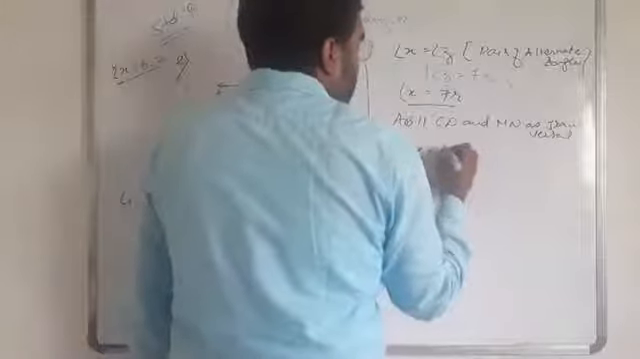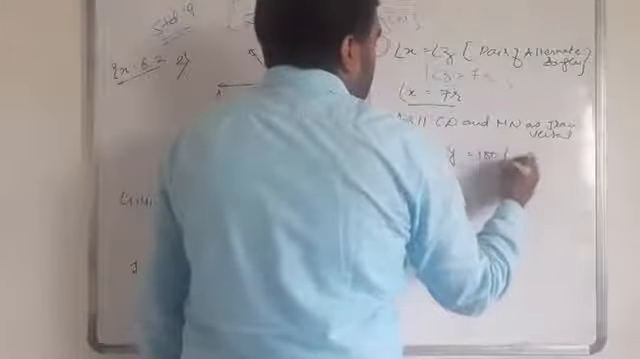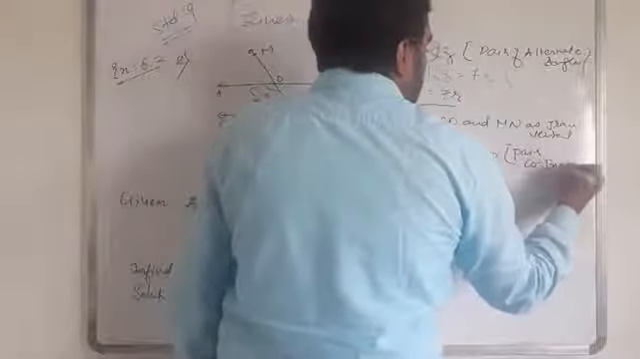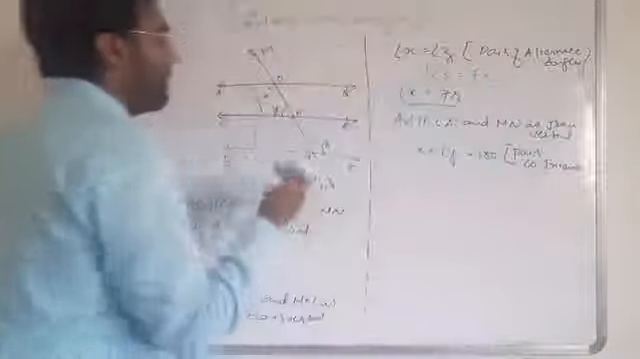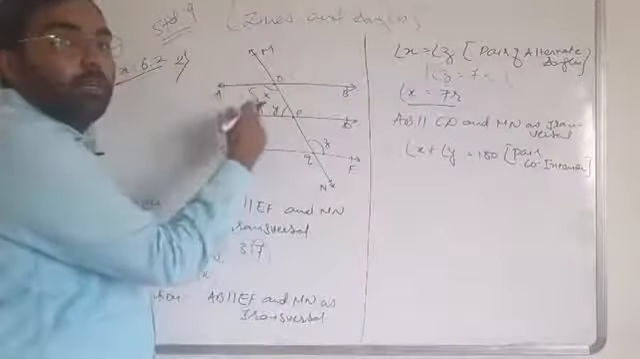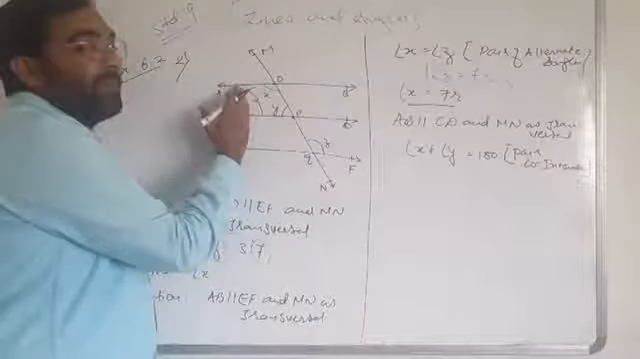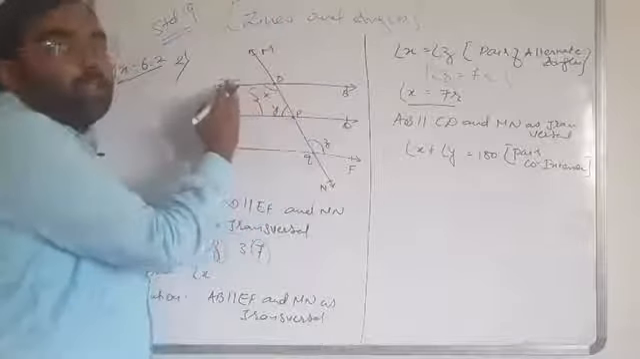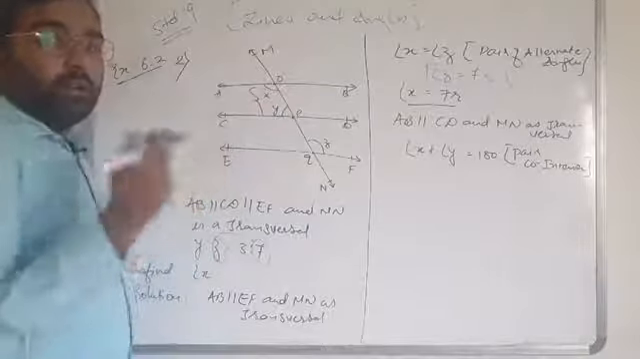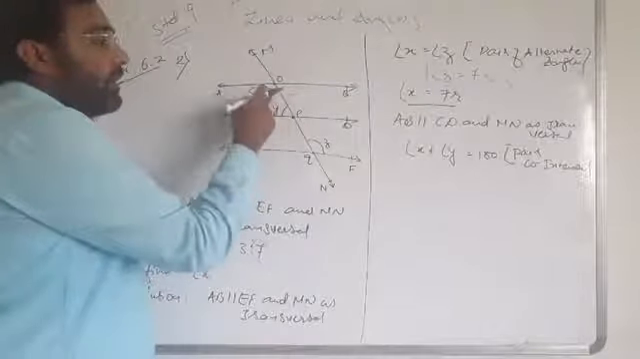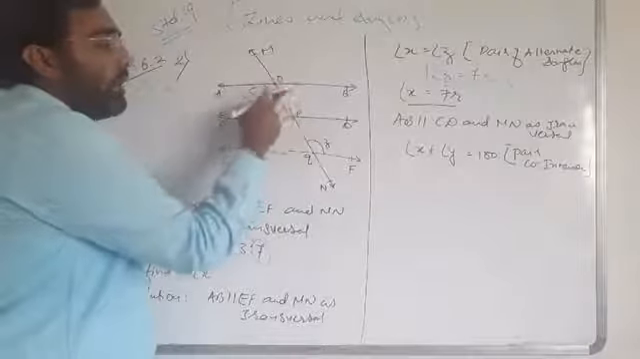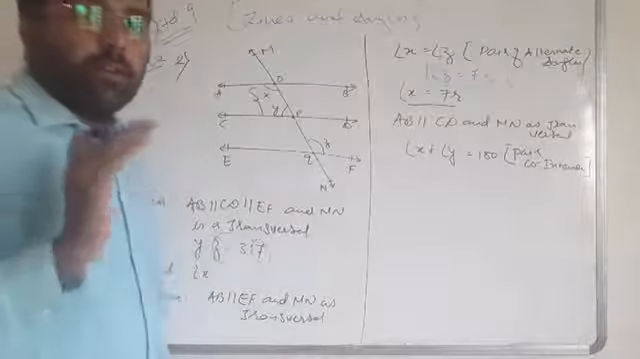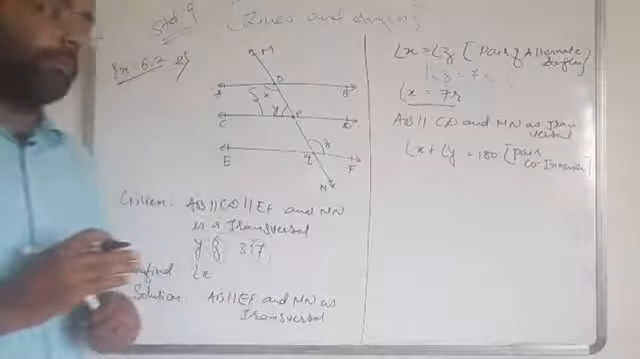So therefore angle X plus angle Y is equal to 180 because of the pair of co-interior angles. Co-interior angles are in the interior part of the parallel lines and on the same side. Alternate angles are in the interior part and make a cross. Alternate angles are equal but co-interior angles are supplementary.